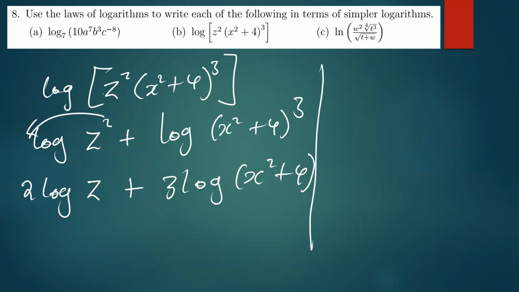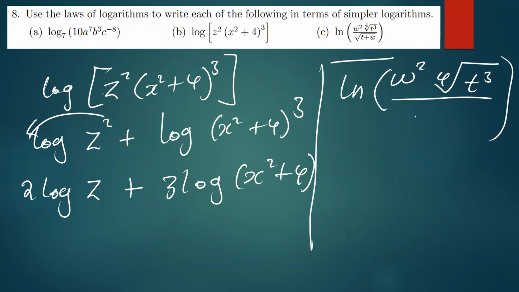Let's look at the last one there. The last one is ln, open brackets, omega squared, 4th root of, I don't know if that is w or omega, then you have t to the power 3, then everything over the root of t plus w.